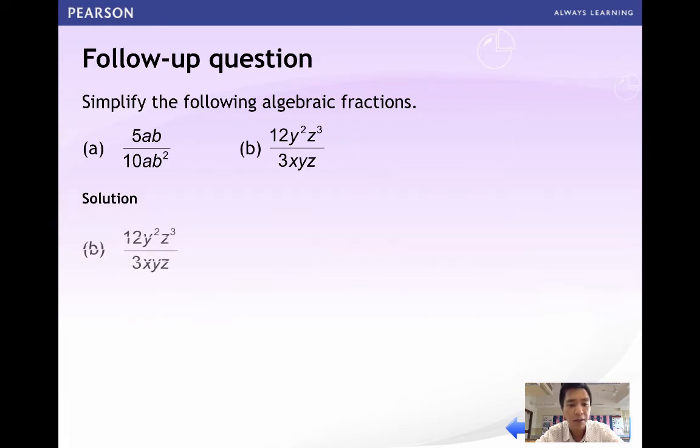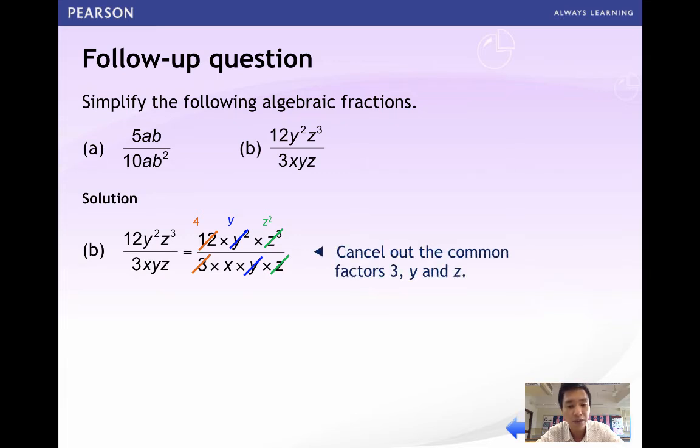For part B, 12y squared z cubed over 3xyz. First of all, we write it like this. And then for 12 and 3, we can find the common factor. It should be 3. So cancel it out. We have 4 on the numerator. And for y squared and y, we can cancel it out. We still have y on the numerator. For z cubed and z, we have z squared on the numerator. Cancel these common factors. So we found out that the answer is 4yz squared over x.